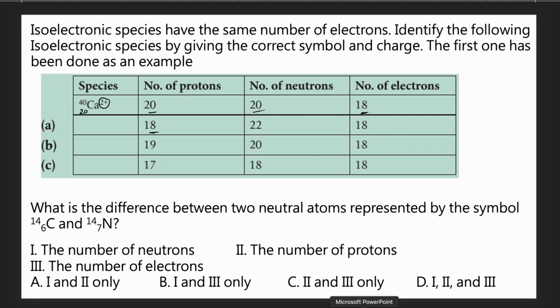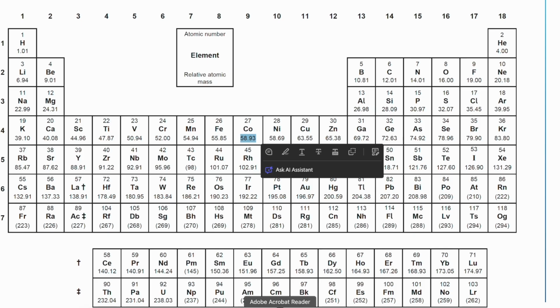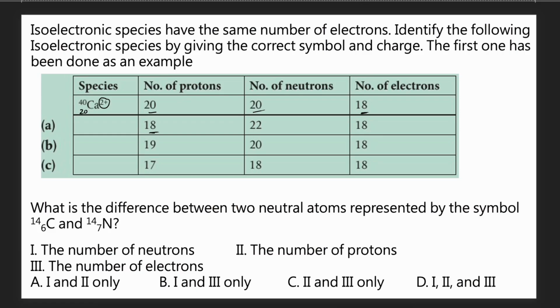And here, the number of protons is 18, so we need to find the element with atomic number 18. It's Ar. So let's write Ar with mass number 18 plus 22, which is 40, right? And is it positively charged, negatively charged, or neutral? Neutral, because the number of electrons is the same as the number of protons. So there is no charge here.